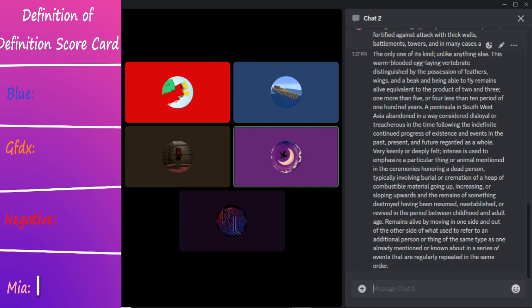Remains alive by moving in one side and out of the other side of what used to refer to an additional person or thing of the same type as one already mentioned or known about, in a series of events that are generally repeated in the same order.